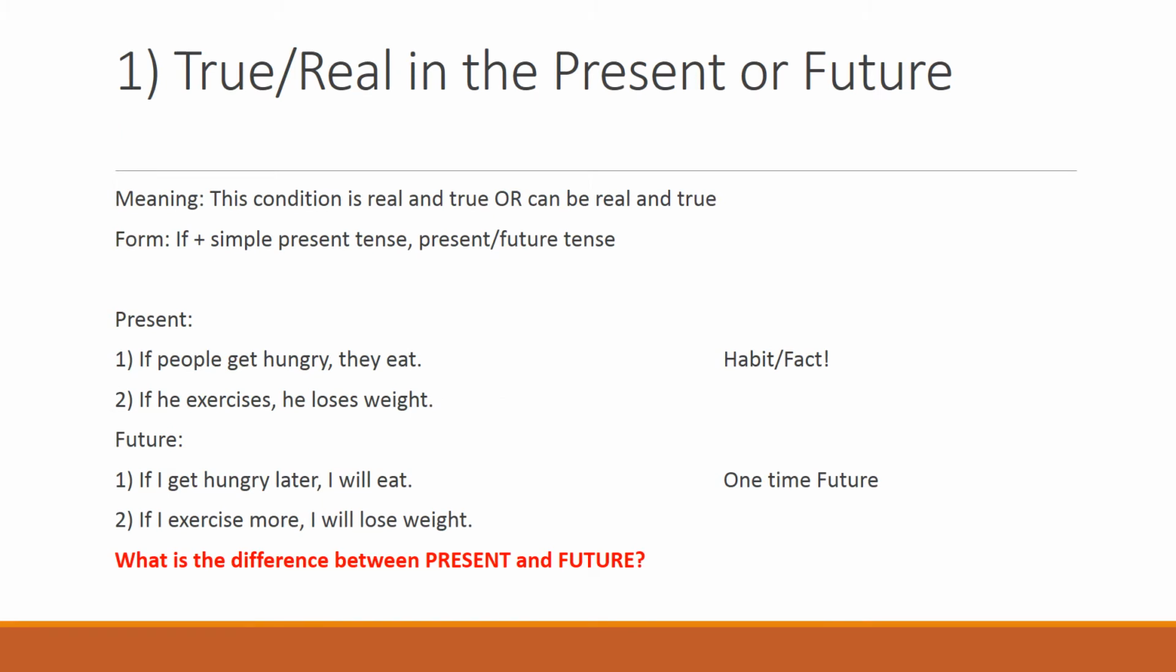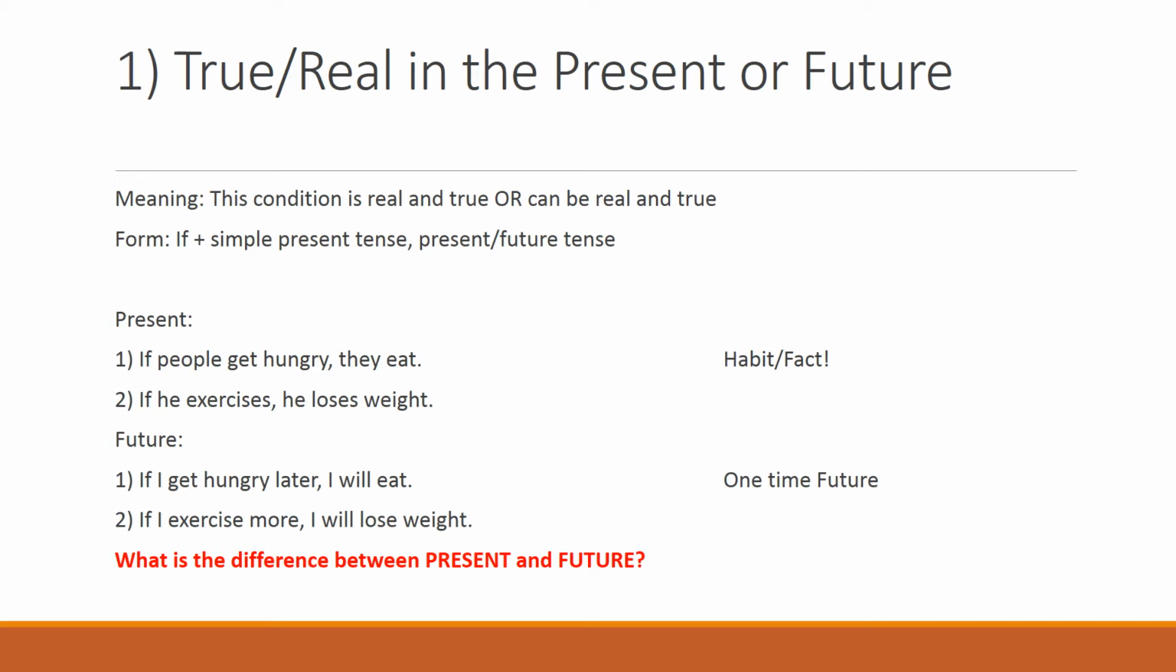So the true and real in the present or future, what is the meaning? The meaning is that this condition is real and true, or can be real and true. The form that we use is if plus the simple present tense, and the result is present or future tense. Now let's talk about the difference between the present and the future result. If we were to use the present, here is an example. If people get hungry, they eat. If he exercises, he loses weight.